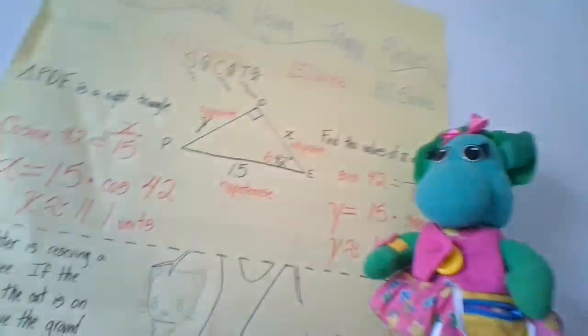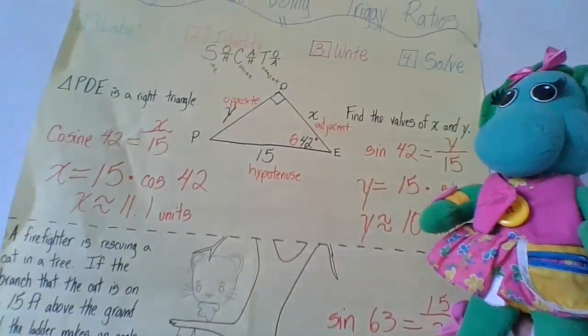So hopefully you and Baby Bop understand just a little bit better how to get these missing sides by using trig.